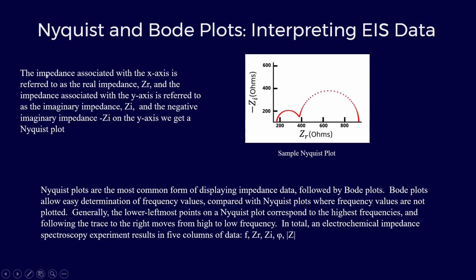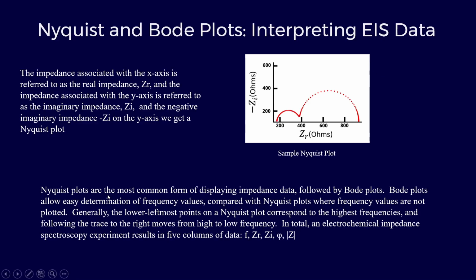So the impedance associated with the x-axis is referred to as real impedance, ZR, and the impedance associated with the y-axis is referred to as imaginary impedance, that is ZI. And plotting the negative imaginary impedance on the y-axis, we get a Nyquist plot. So this is known as a Nyquist plot.